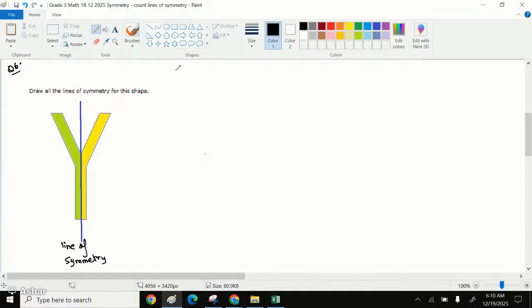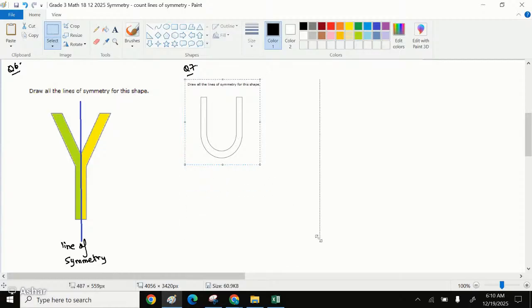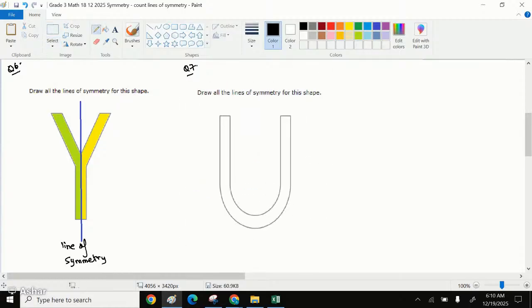So we can say this is question number 7 and the shape is a U. So we will still have a single line of symmetry. Let's see where is the single line of symmetry. Is this the line of symmetry? Can I have a yes or no? Is this a line of symmetry? Okay. No, the line that I drew in red on the alphabet U, the shape on the left side of the line of symmetry is not equal to the shape on the right side.